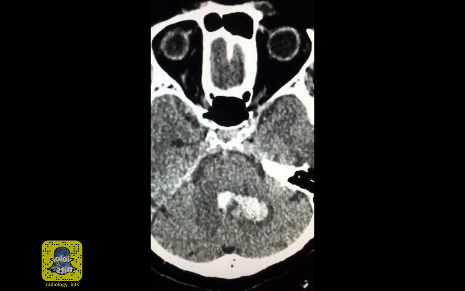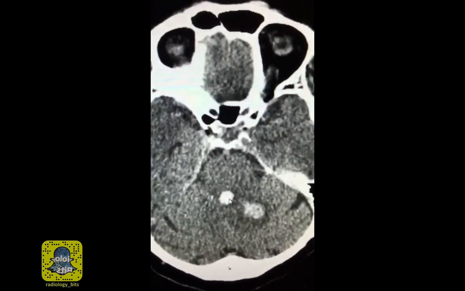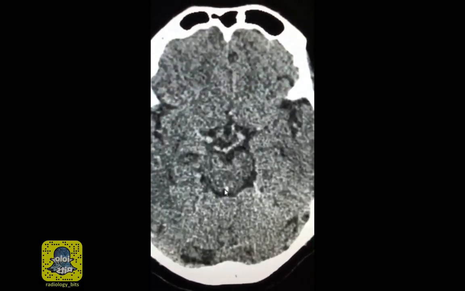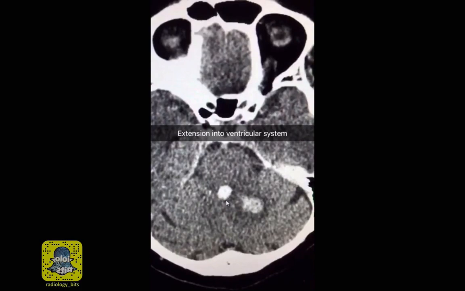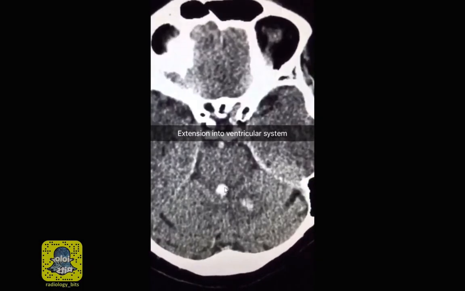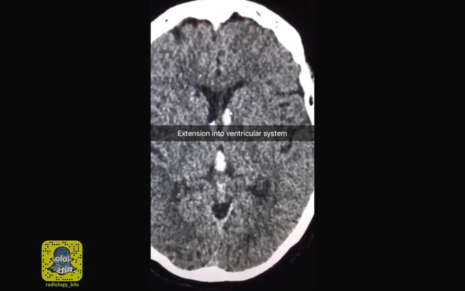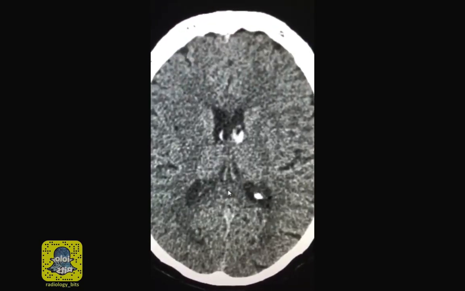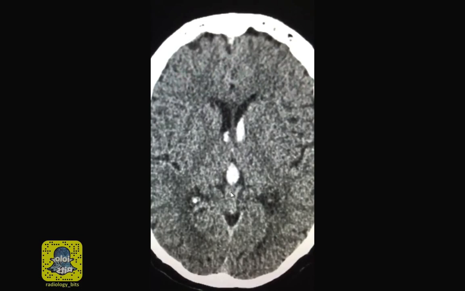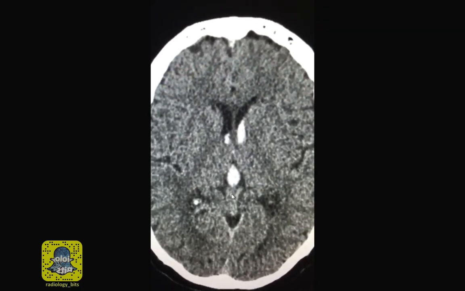First, see if there is extension of blood into the ventricular system, and this is the case here. You see blood there. So blood extends into the fourth ventricle, cerebral aqueduct, third ventricle, and lateral ventricles. With such a case, you need to comment on the size of the ventricular system.